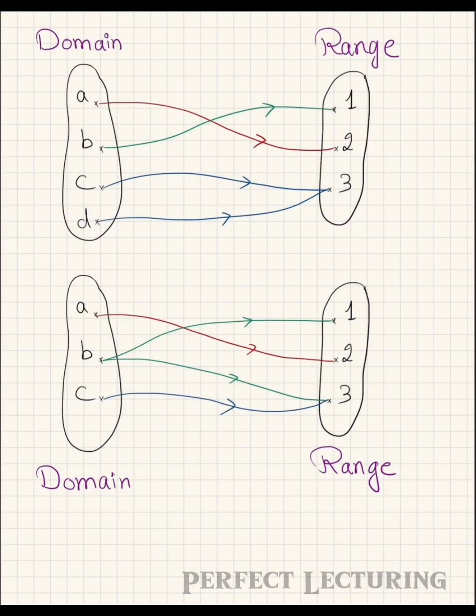These are two more examples. The first example corresponds to a function because, as you can see, all the inputs have only one arrow going from them. However, the second example is not a function. Why? Because there exists an input value, which is B in this case, which has more than one output value.